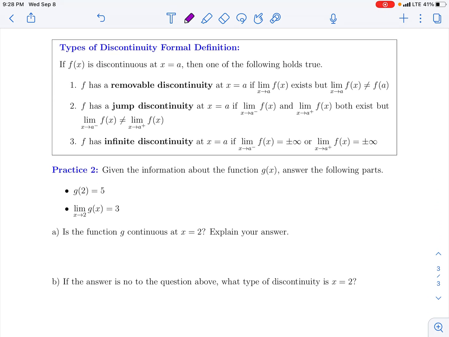And so now we have types of discontinuity, formal definition. Now we're going to be formal too about the discontinuities that we've defined here. So what does this say? It says if f is discontinuous at x equals a, then one of the following holds. Either f has removable discontinuity, f has jump discontinuity, or f has infinite discontinuity. We talked about that already. Those are the three different types.